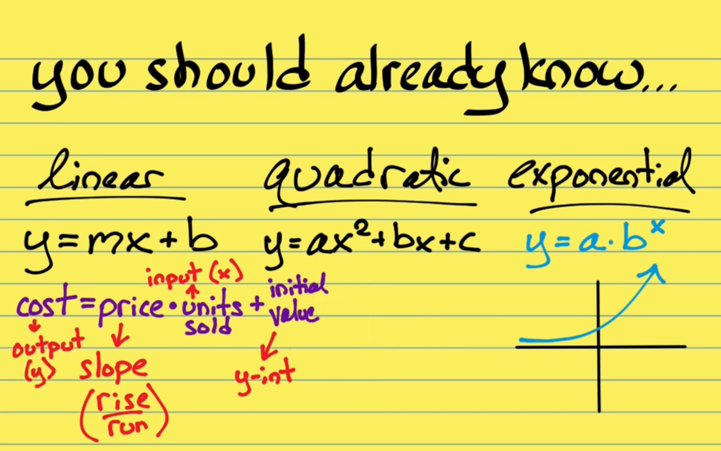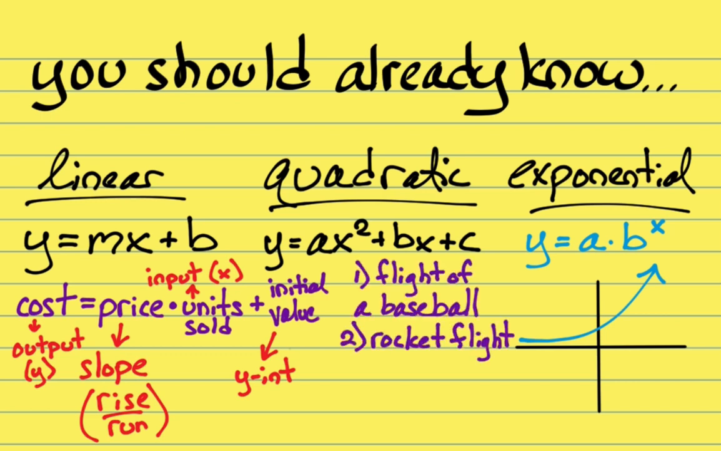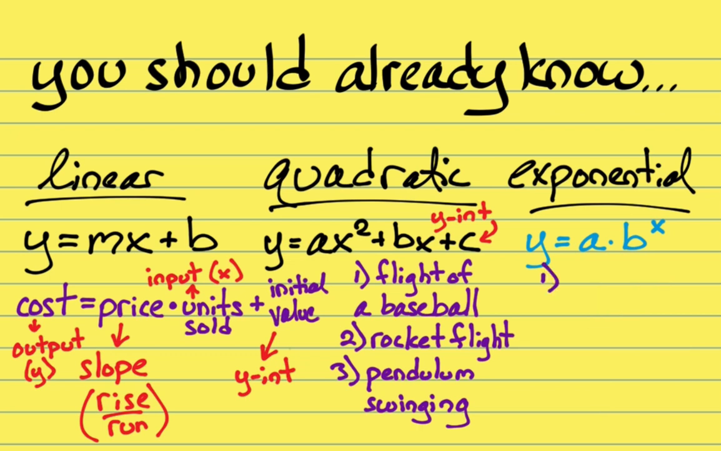Now, quadratic examples are a little different. Things like the flight of a baseball when it's hit, a rocket being launched and flying through the air, a pendulum swinging back and forth. These shapes all make parabolas. It's also important to note that the y-intercept is the value of c. So in both linear and quadratic models, we can easily find the y-intercept. The same is true for exponential functions, which we will now examine.